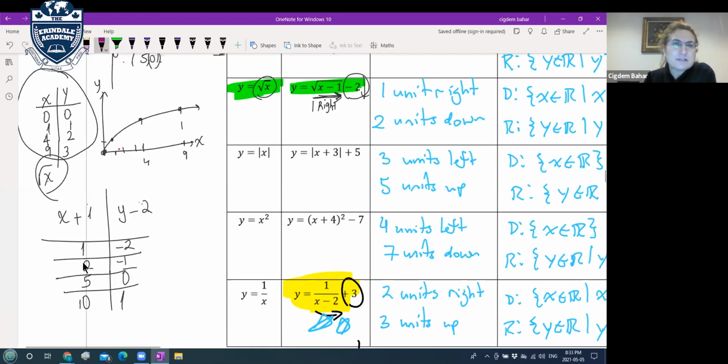Okay, let's plot. When x is 1, y is negative 1. When x is 2, y is negative 1. When x is 5, y is 0. When x is 10, y is 1. Do you see it's from 0, 0, it came 1 right, 2 down. So the starting point is not 0, 0. Now it's 1 and negative 2. 1 right, 2 down. So the starting point is 1 and negative 2.